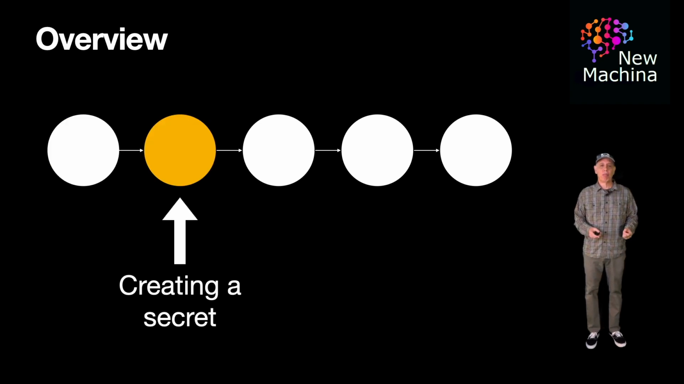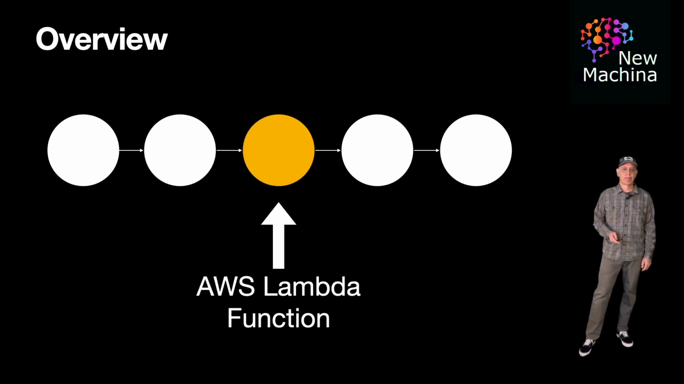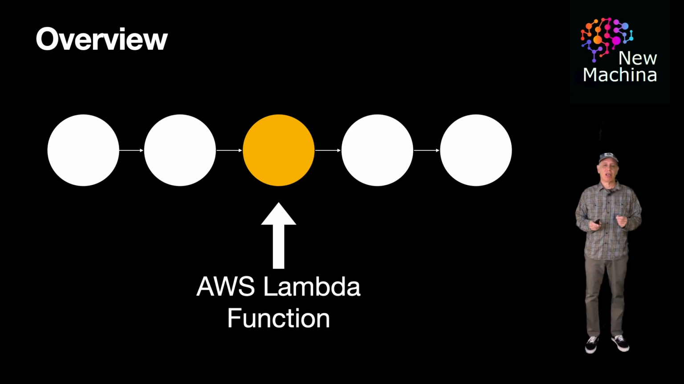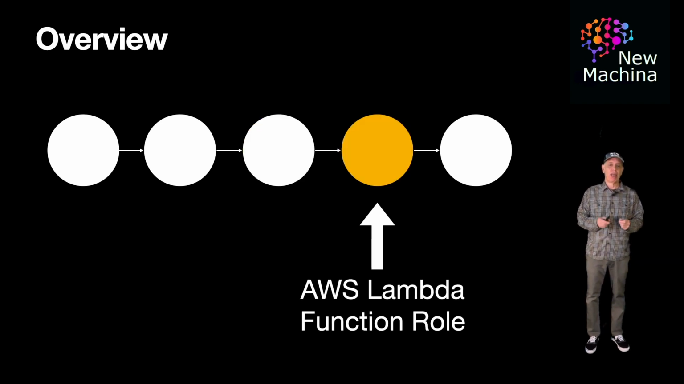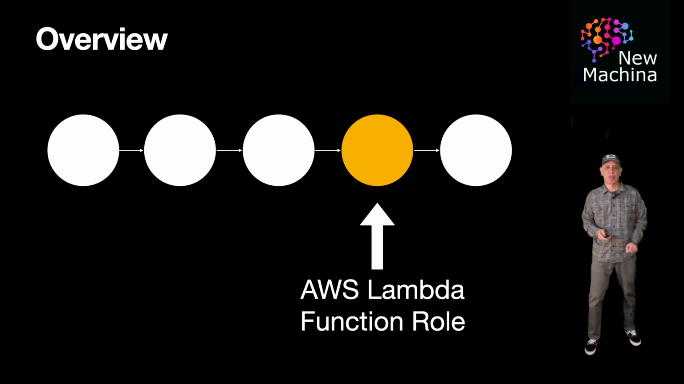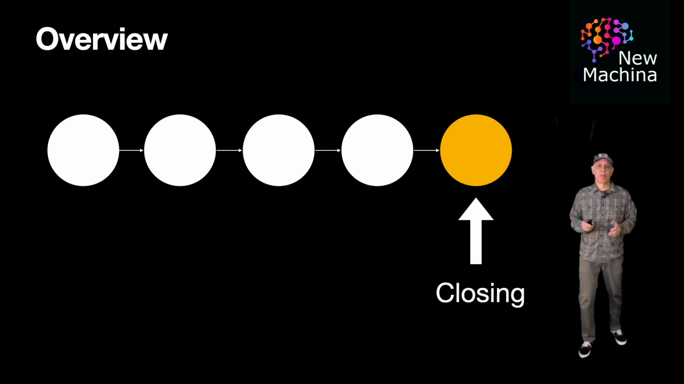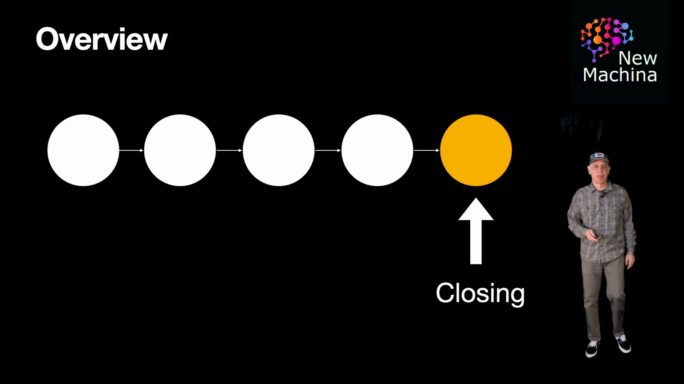Next, we'll show an example of creating a basic secret in AWS Secrets Manager. Next, before we run and test this Lambda function, we'll need to discuss a configuration change in the IAM role associated with the AWS Lambda function that is needed for everything to work properly. Finally, we're going to talk about some best practices and wrap up the discussion. Okay, so here we go.